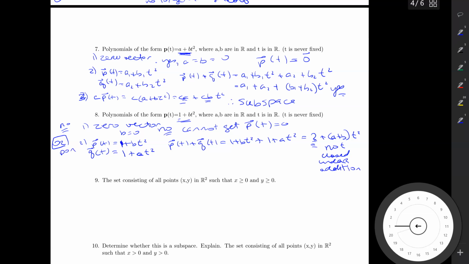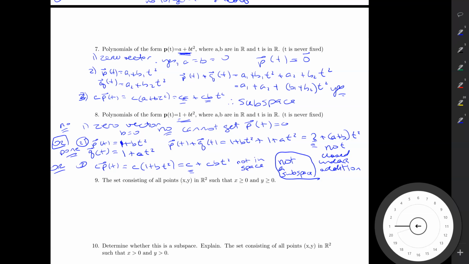Could be done, right? Could be done and say, no, I just did number 2 and that's it. Or I could look at C times P of t. If I take a number C times a polynomial that I know is in there, I get C plus CB t squared. This is not a 1 here, so it's not in the space. So not a subspace. So for all 3 reasons, this is not a subspace. Okay.